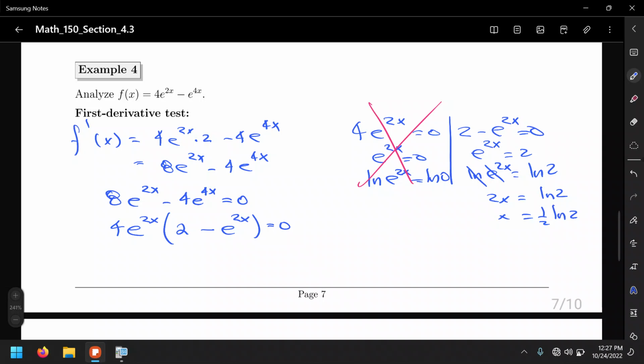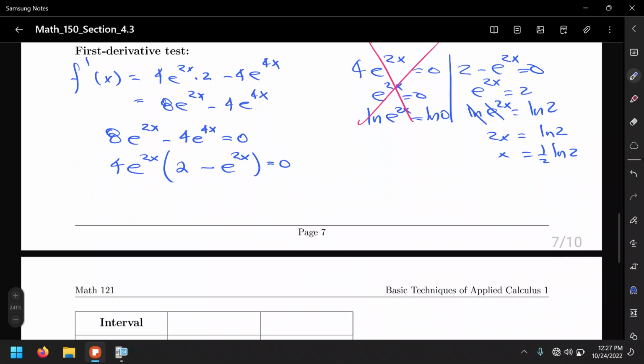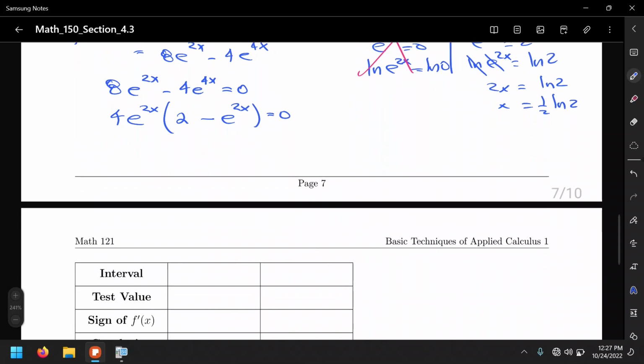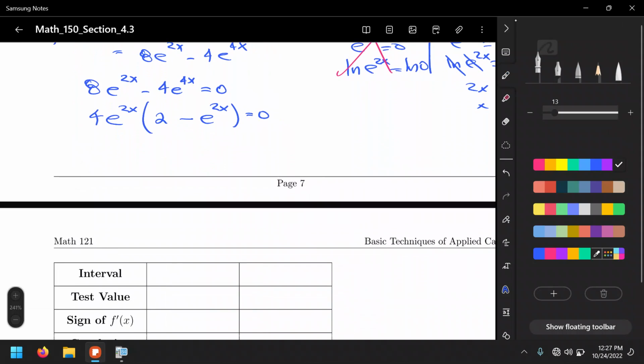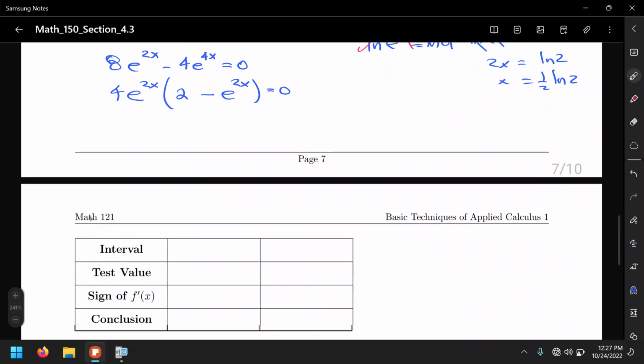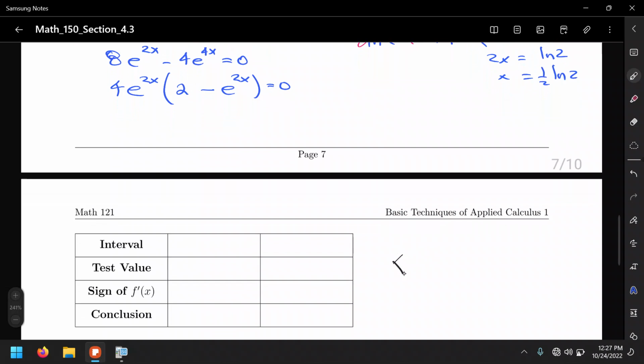All right, so only one critical number. I'm going to draw that number line next to the table here. In fact, this critical number, 1/2 ln of 2, let me briefly do an approximation using a calculator. I believe it's 0.693 over 2.